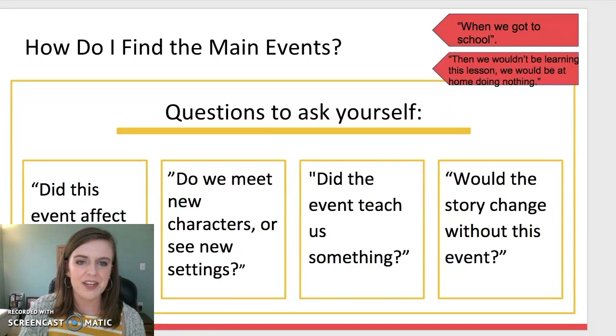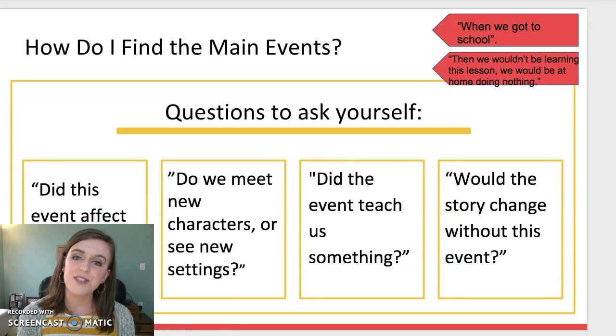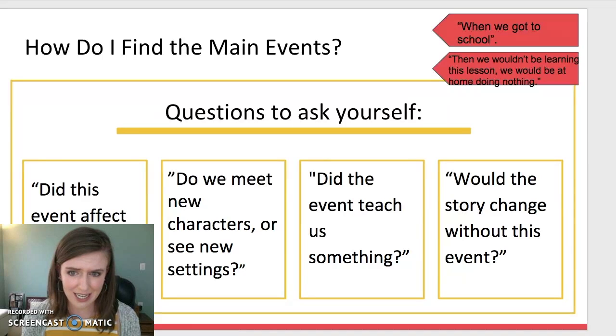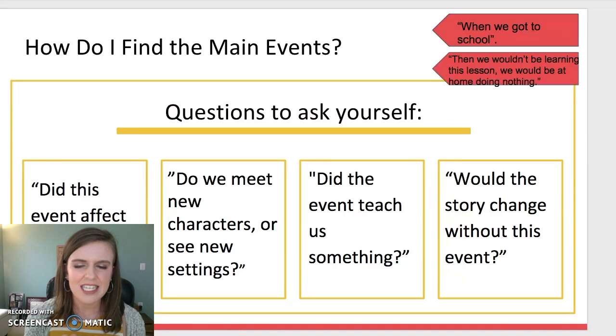So now we are going to talk about how do we find the main events in a story. We've been talking about questions that we can ask ourselves to help find them. And so some questions we can ask ourselves are, did this event affect the story? Do we meet new characters or see new settings? Did the event teach us something? And would the story change without this event?